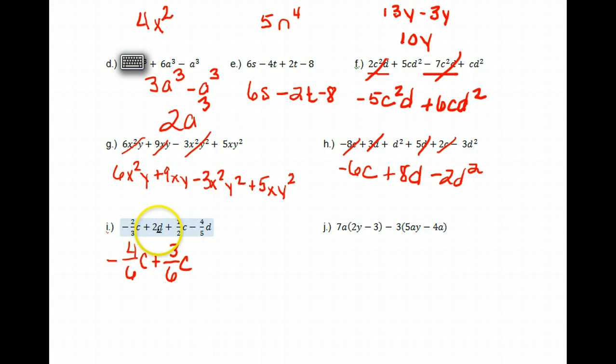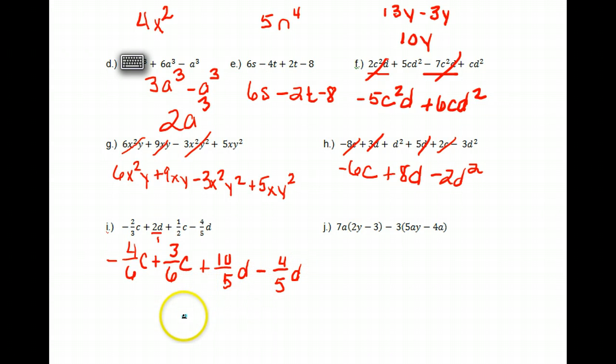In order to combine 2D minus 4/5, we will have to get a common denominator. So this at this point is a 2 over 1, and we will have to change them to a denominator of 5. So in order to turn a 1 into a 5, we will multiply by 5. So 2 times 5 makes 10D minus, because the 4/5 is a minus. This one does not have to change at all. We're just going to leave it 4/5.